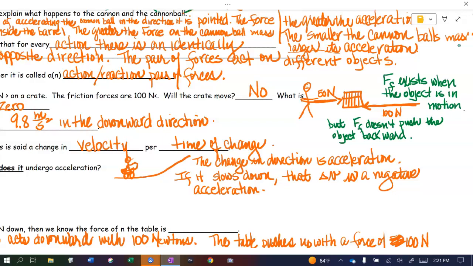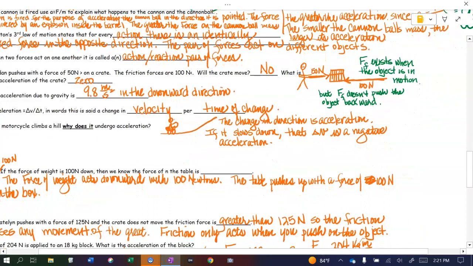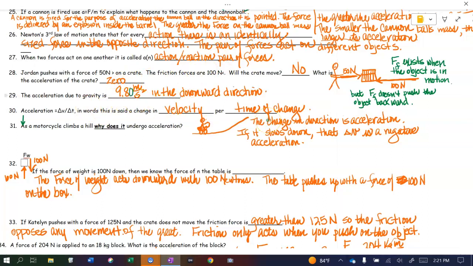So in physics, we often draw, and we use a combination of equations, sentences, and drawings. All right, so that's the way I'm teaching it. All right, so the acceleration of the crate is 0. The acceleration due to gravity is what? Well, 9.80 meters per second squared in the downward direction towards the surface of the Earth, correct?